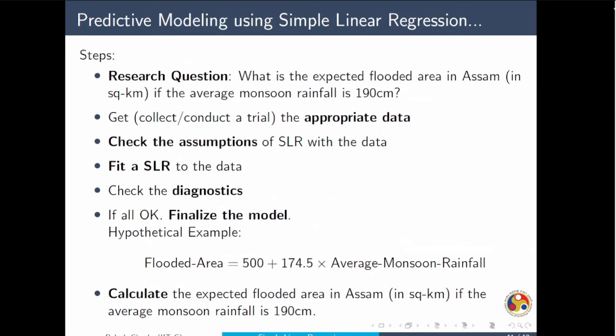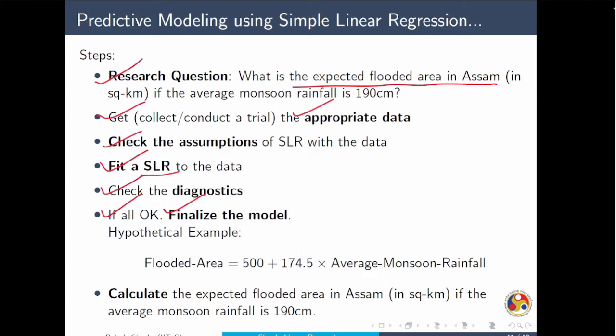And how do we use the predictive model in simple linear regression? Go with the research question, find the appropriate data, check the assumptions, fit the simple linear regression model, and check the diagnostics. You have already done all those things. If everything is okay, finalize the model. Say, for example, we are talking about Assam. What is the expected flood area in Assam? If you know the flood area, the government can take different preventive measures to stop flooding and can save millions of lives.